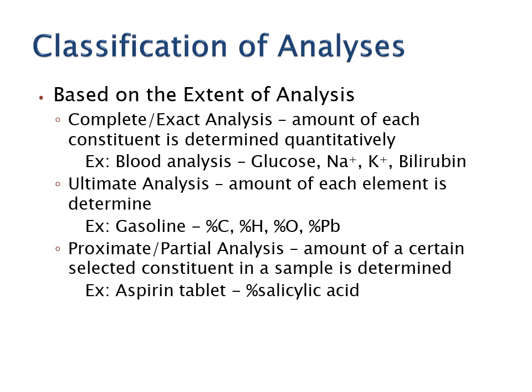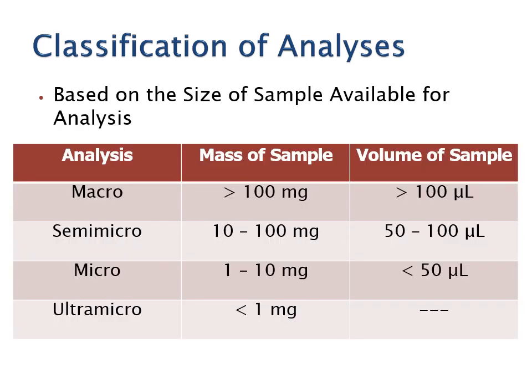And lastly, we have proximate or partial analysis, wherein the amount of a certain or selected constituent in a sample is determined. For example, sa aspirin tablet, percentage ng salicylic acid, or sa Biogesic, how much paracetamol is present in the sample. Next, we have the classification based on the size of sample available for analysis.